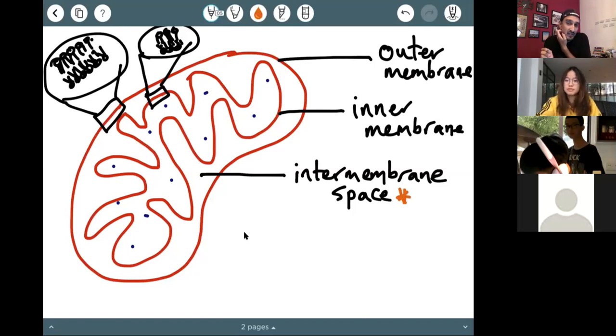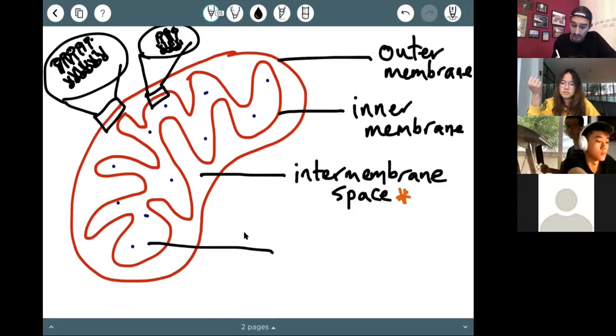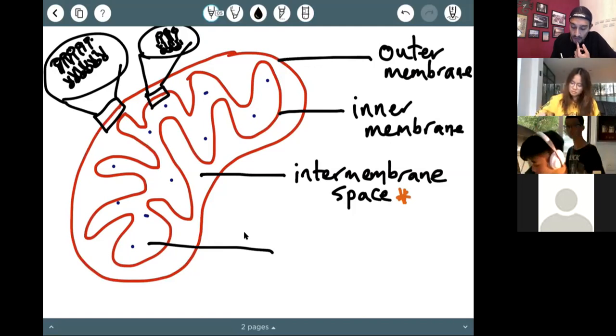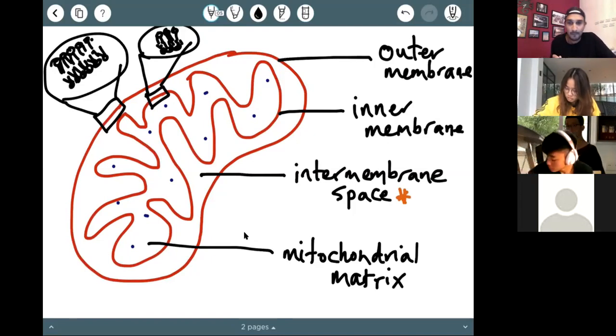What I would say is the equivalent of the cytoplasm is inside the inner membrane. It has a very cool name: matrix. The matrix, yes. If you wanted to be more specific, you can call it the mitochondrial matrix. All of these can take the word mitochondrial: outer mitochondrial membrane, inner mitochondrial membrane, mitochondrial intermembrane space. Any of this can be included.